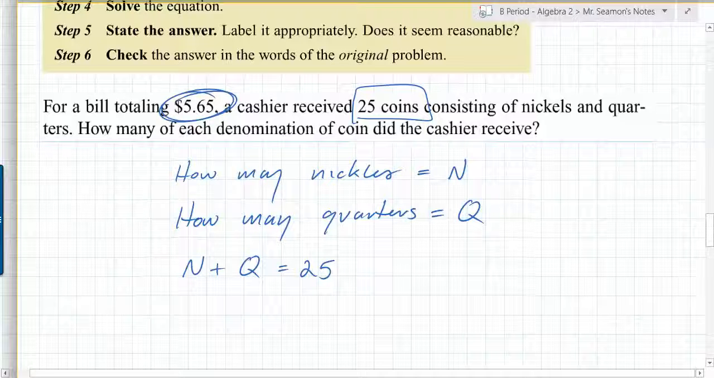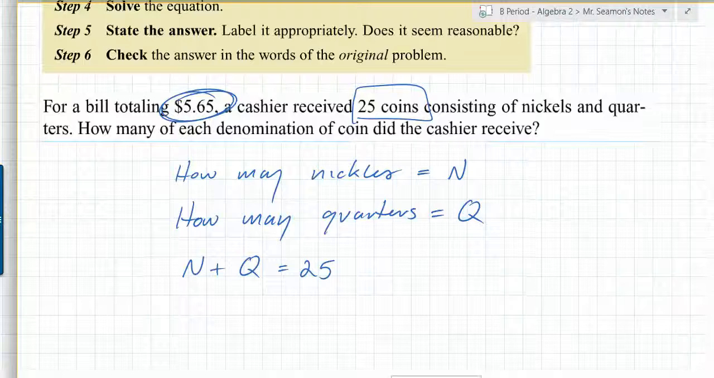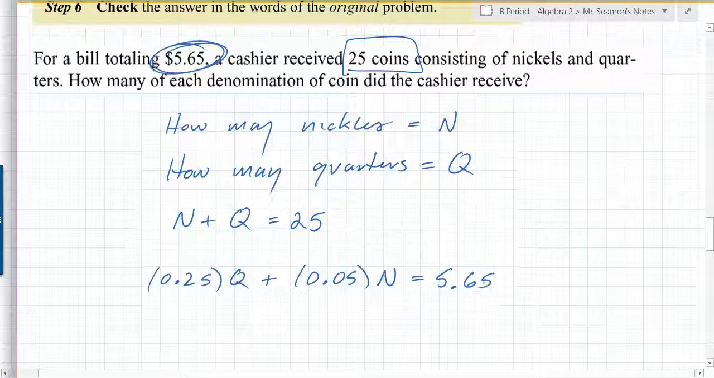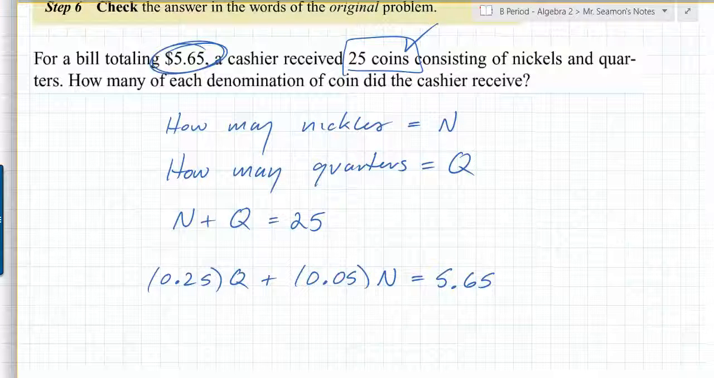How do you come up with the next equation? Times what? And what does that have to equal? Nope. 565. If you're ever lost for how to come up with the next equation, look at what information you've already used. If you've used 25, you're not going to use it again. If you do, you'll use the same information twice, and when you go to solve, you're going to get an answer like 7 equals 7. And you're like, that doesn't help me, right?